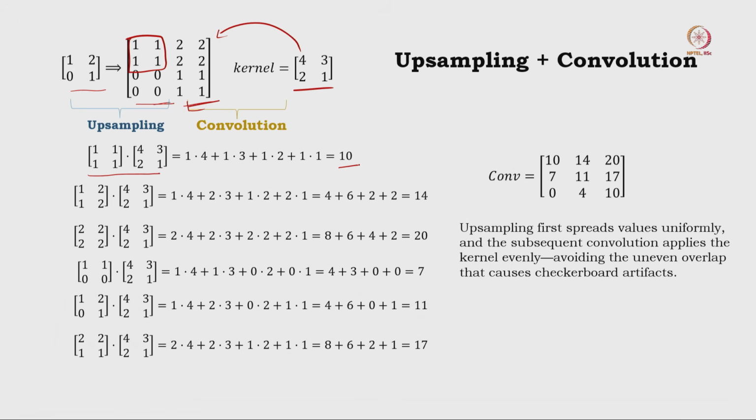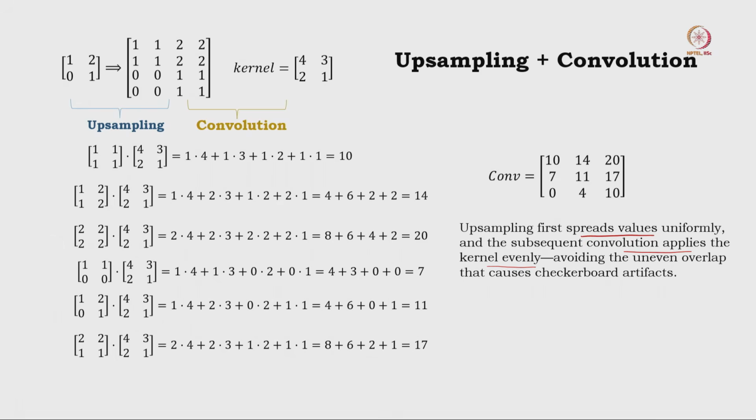Then you will do a stride, take these values, multiply them with the kernel, so that value is this. Again you do a stride, take this, multiply with this, it is this value. Then you come down, take this value, multiply it with the kernel, stride, and so on and so forth. So by going for upsampling and convolution, upsampling first spreads values uniformly, and then the subsequent convolution applies the kernel evenly. So this avoids those checkerboard artifacts.